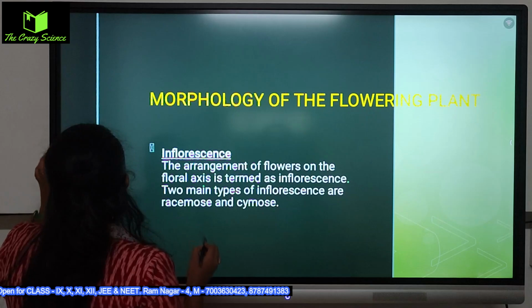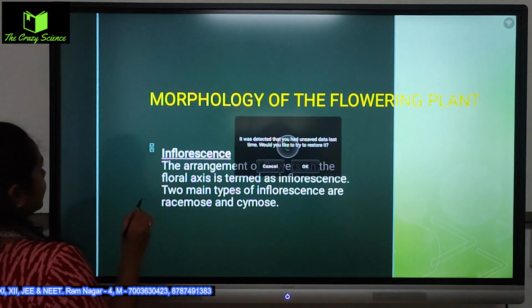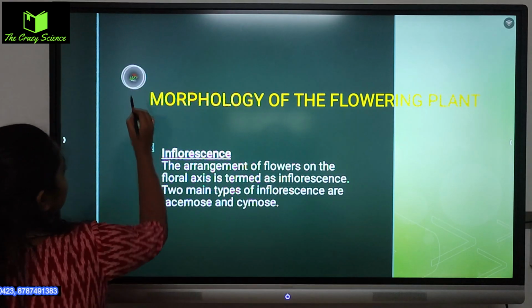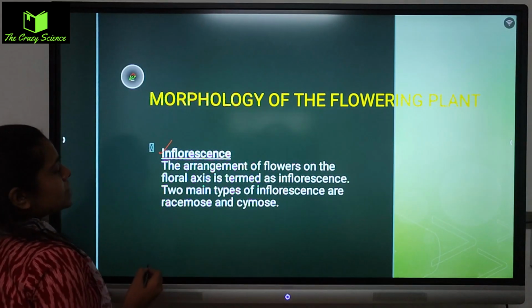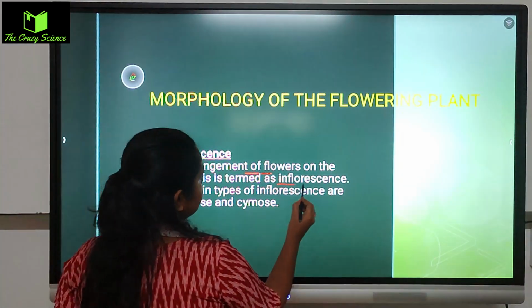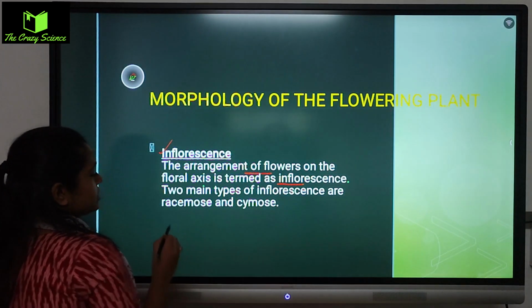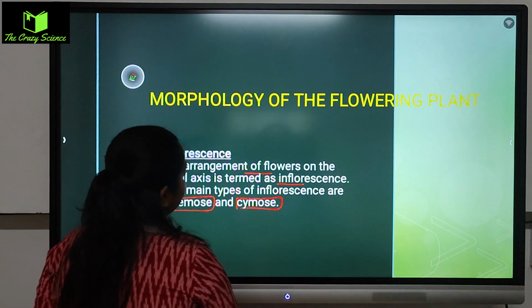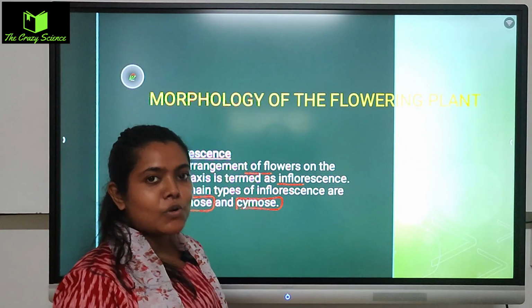This is the inflorescence. I have given a first definition of it. Inflorescence means the arrangement of the flowers on the floral axis is termed as the inflorescence. Two main types of inflorescence we will see, one is racemose, another is cymose, according to the NCERT. So, arrangement of the flowers on the floral axis.